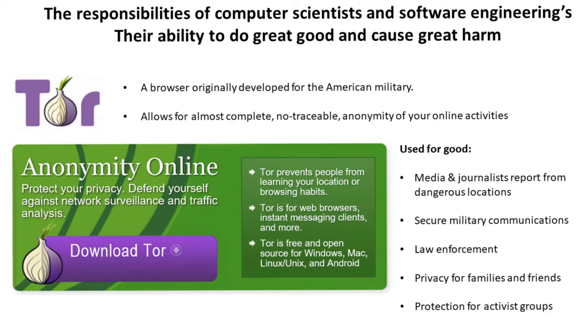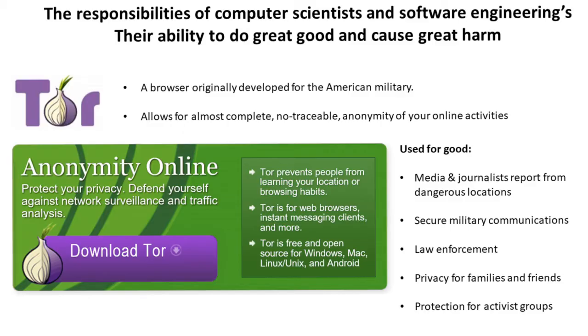We also have the concept that it's the responsibility of computer scientists and software engineers to make sure that the software they write does great good and not harm. A really good case study for this is what's known as the Tor Onion Browser. Now, this is a browser that was originally developed for the American military, and it allows for almost complete, non-traceable anonymity when you are doing online activities.